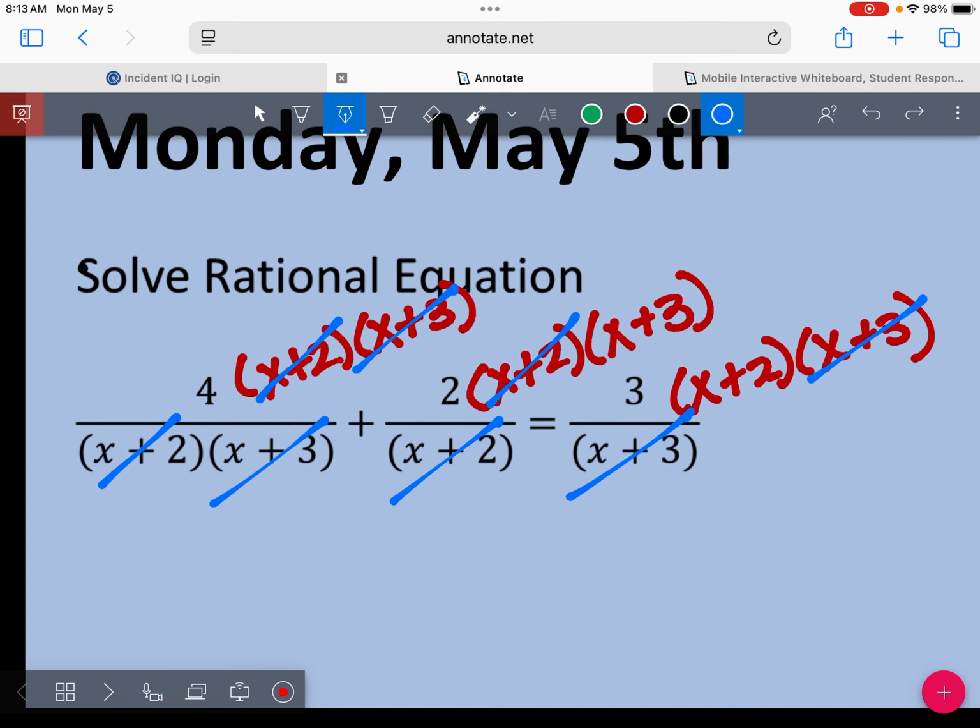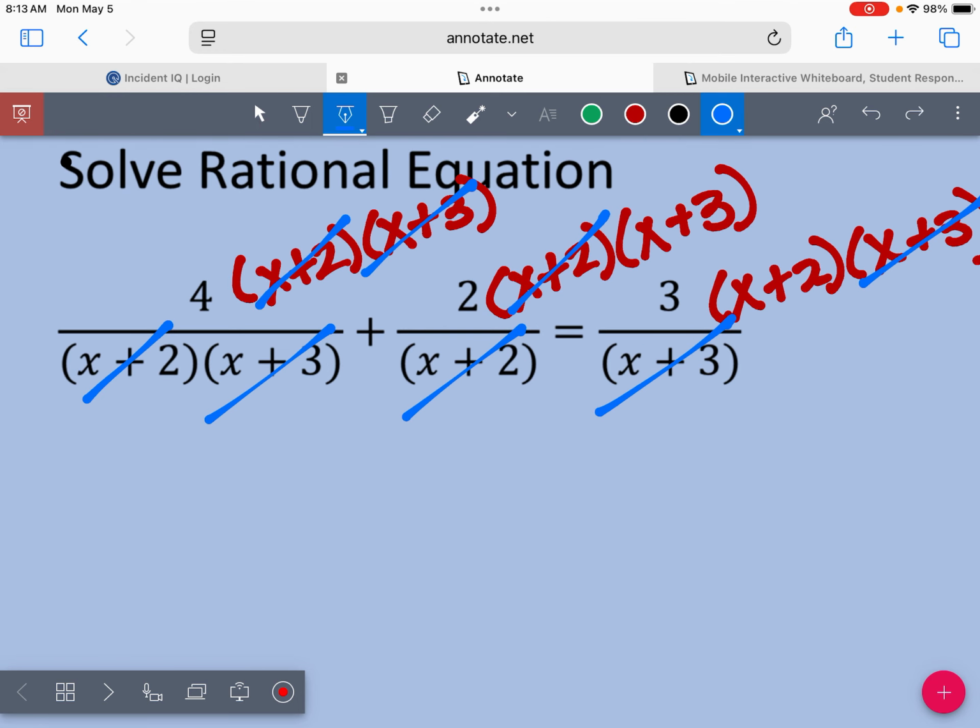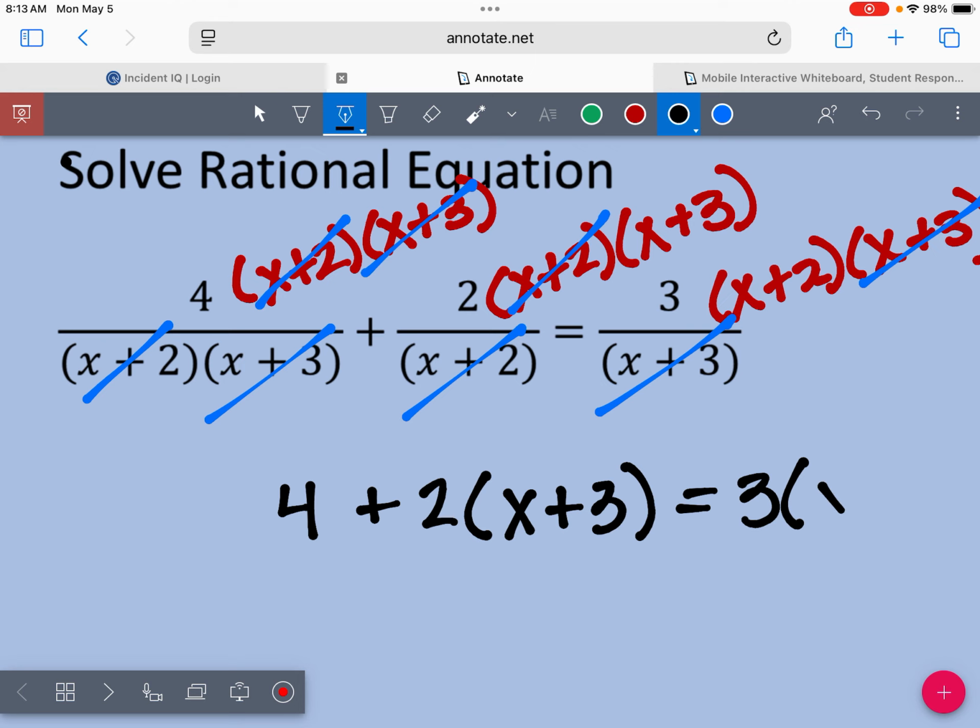So what that means is for the first one, the only thing that's left is a 4. Bring down the plus sign. We have 2 and then x plus 3. And that's going to equal 3 times x plus 2. So go ahead and distribute the 2 and distribute the 3.